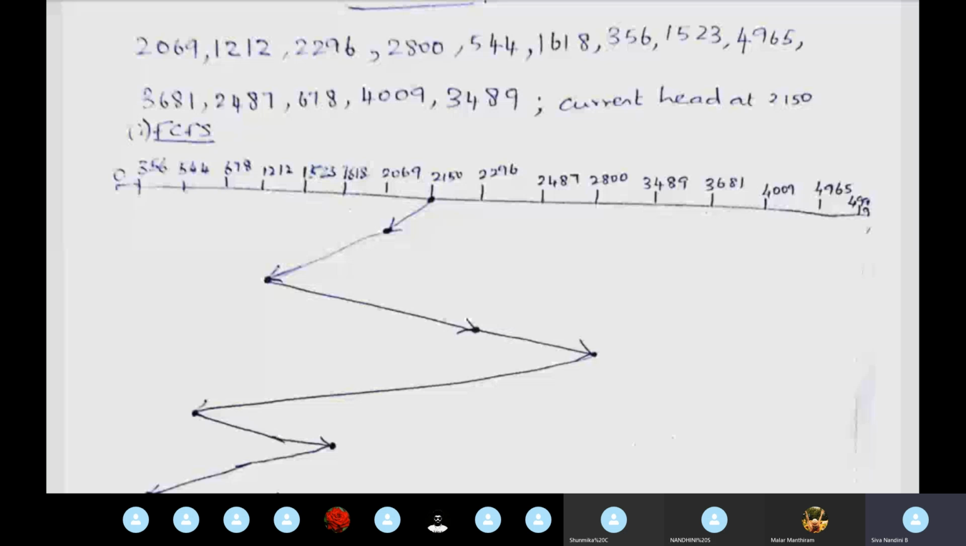Erase it. Okay, so then from 1 to 12, and after that in the request queue we are having 2296. So this 2296 will be serviced, and after that 2296 we are having 2800. Don't forget to draw the arrow.